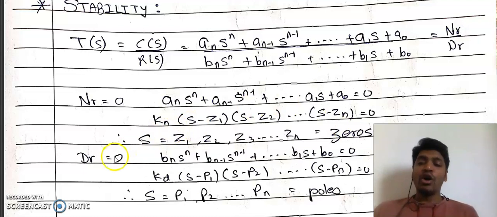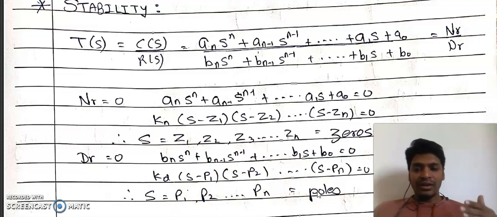Similarly, we have the denominator polynomial function, and it is represented by b_n s^n plus b_(n-1) s^(n-1), and so on, b_1 s plus b_0 is equal to 0, right? If we find the roots of this denominator polynomial, it will be (s minus p1)(s minus p2) and so on up to (s minus pn) is equal to 0. So how many roots do we get? We get p1, p2 up to pn. So in total we get n roots of the denominator polynomial. These roots of the denominator polynomial are called poles, right?